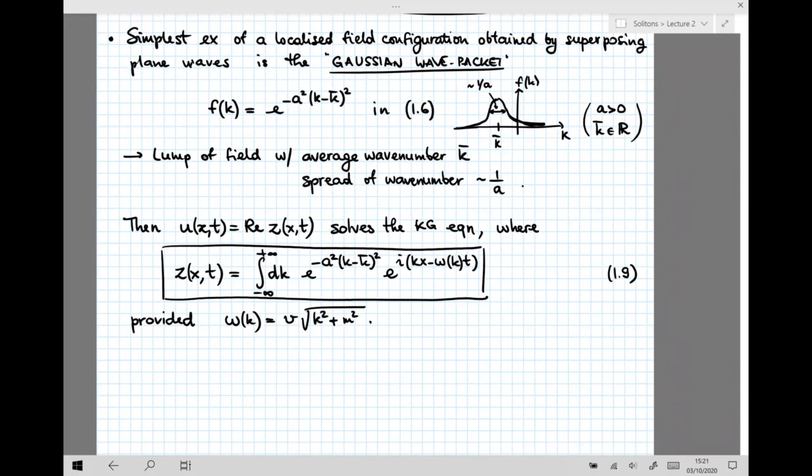So we'll stop here for today, and next time what we'll do is to try and evaluate or estimate this integral with the aim of finding the profile of u as a function of x, so in real space, not in Fourier space.